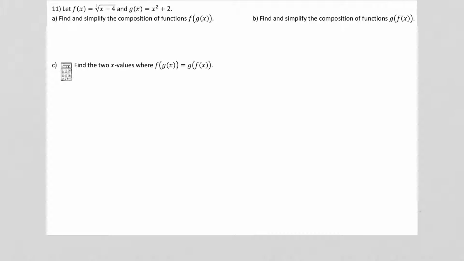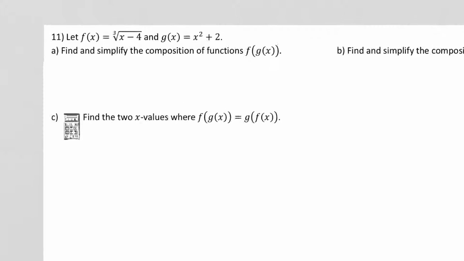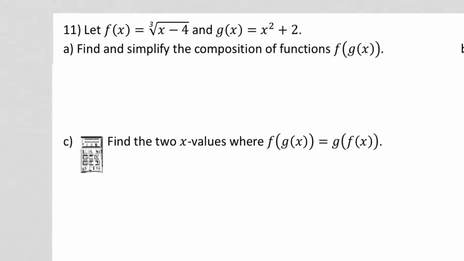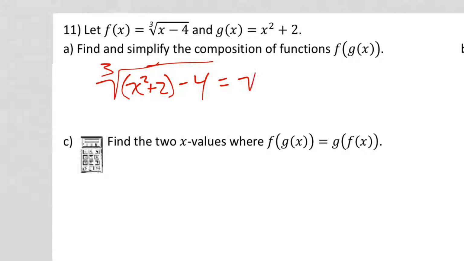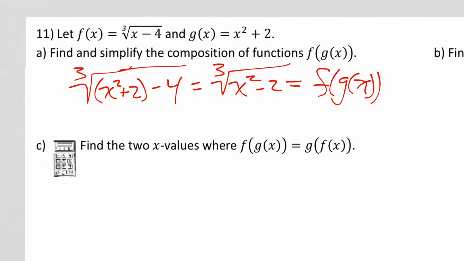Find and simplify the compositions of functions f of g of x. So notice g of x is inside f. So my function f is the cube root of x minus 4. But instead of x, I'm putting in g of x. So I'm putting in x squared plus 2. Keep writing it. Minus 4, that finishes off f. And now simplify. Those parentheses are not doing anything, so I have the cube root of x squared plus 2 minus 4, which is minus 2. And that is f of g of x right there.